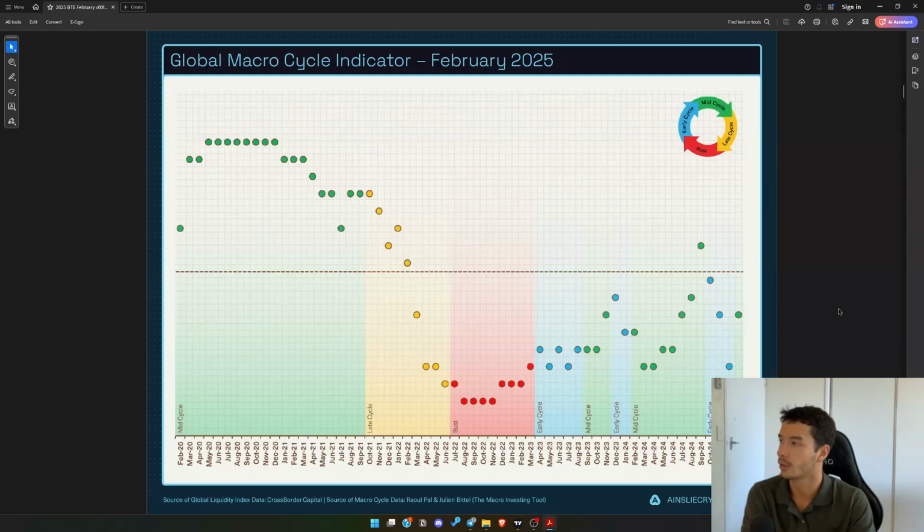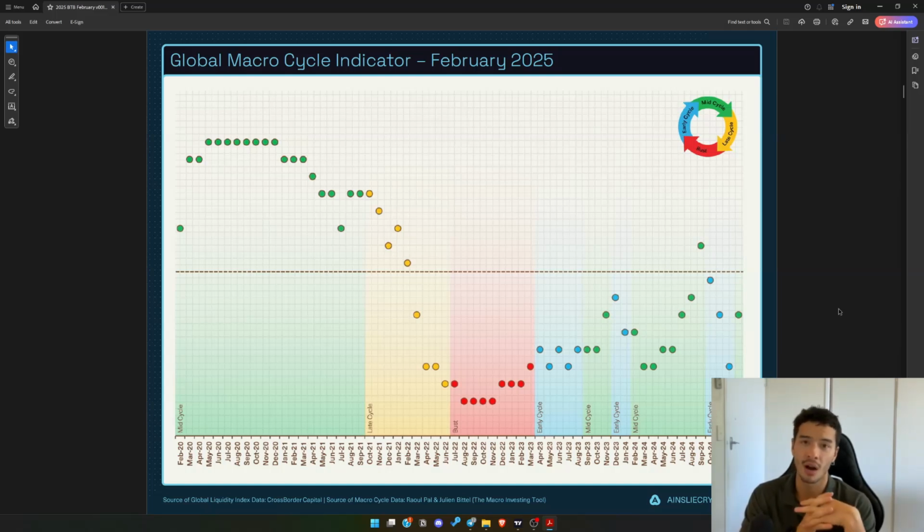So the global macro cycle indicator. This is where we are right now. We're in the mid cycle. So this means we do have a lot more potential push to the upside, which means we're not really looking for tops just yet until we're above the 50 line. Once we're above the 50 line, that's when we start to be looking for potential tops.